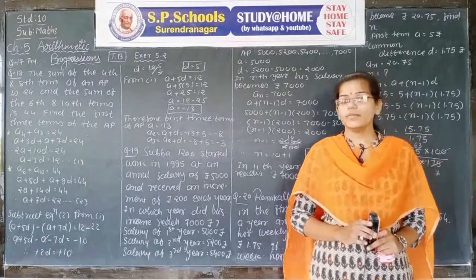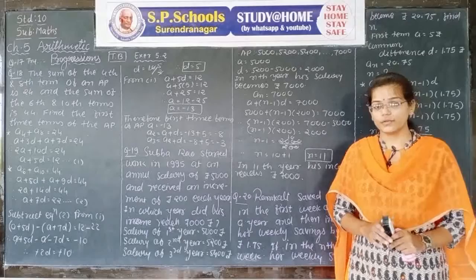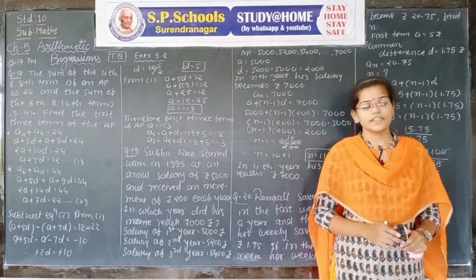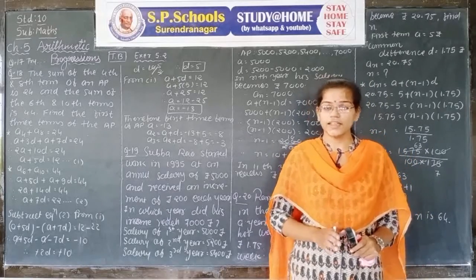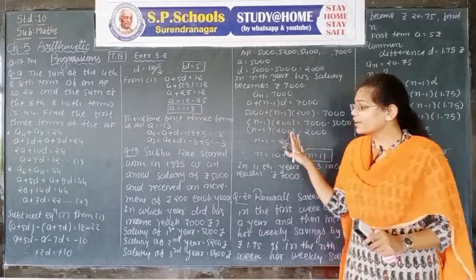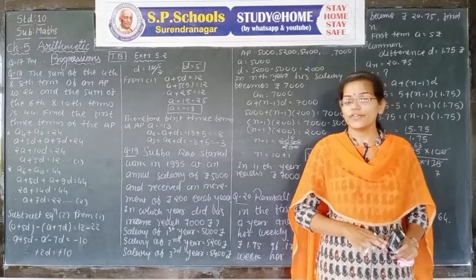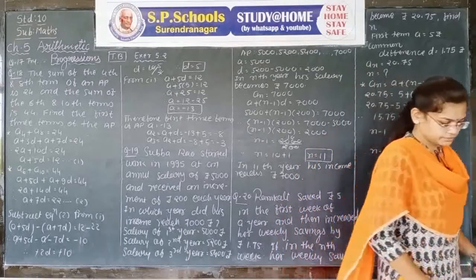If you are not able to get them, tick mark them, and whenever we meet, we will solve your queries. Exercise 5.2 is completed. Now we will discuss our new point, which is the sum of first n terms. Here exercise 5.2 was the concept of the nth term of an AP. Nth term of an AP means an. Now we will discuss Sn.